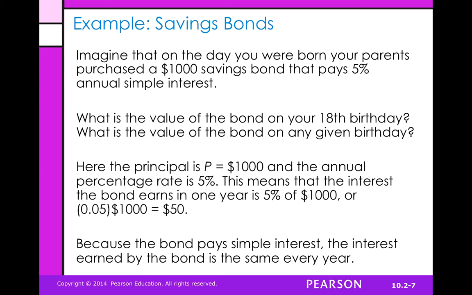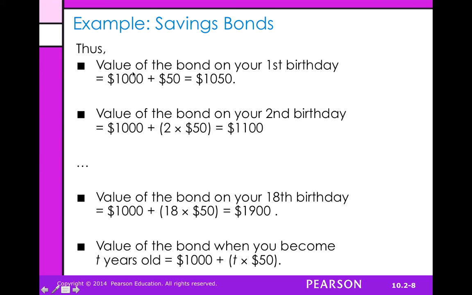But then the following year, they're going to compute interest again. They're not going to remember they paid you this $50. They're not going to take that into account. They're only going to take into account the original principal amount. So here's the value of the bond on your first birthday, your second birthday. Now we have $100 in interest. Your third birthday would be $1,150, etc. So the value of the bond on your 18th birthday is $1,000 plus the amount of time times the amount of interest, and that would be $1,900.